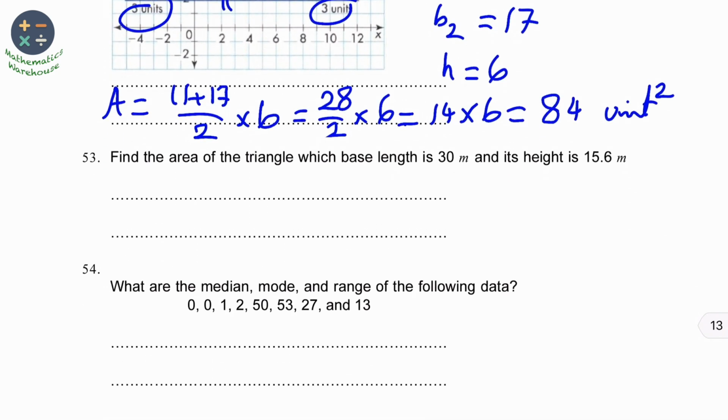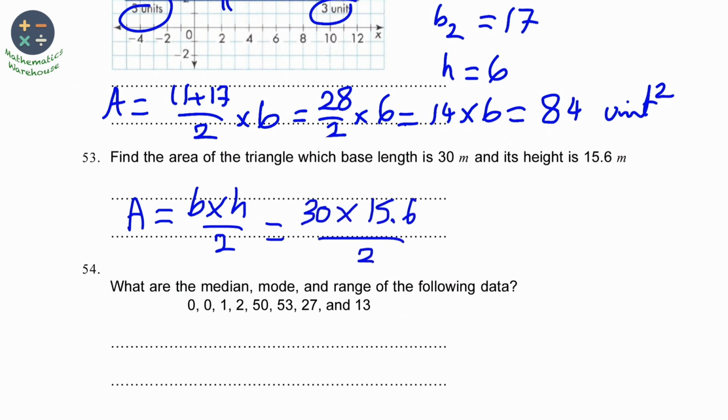Next question, find the area of the triangle whose base length is 30 meters and its height is 15.6. Area of a triangle, base times height divided by 2, equals 30 times 15.6 divided by 2, which is 468 divided by 2, which is 234 square meters.